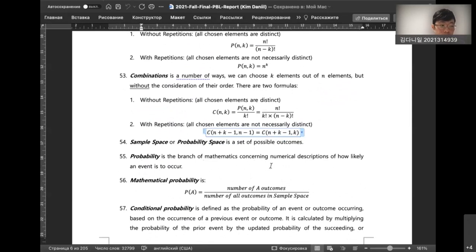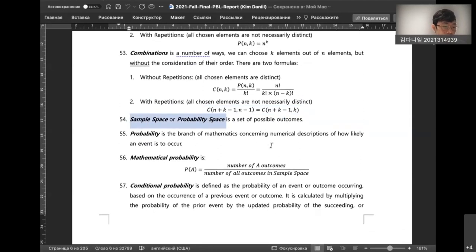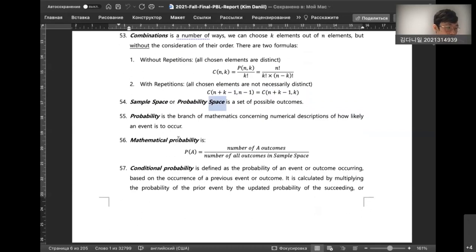Then we started learning probability theory, which is just a huge branch of mathematics that basically concerns probabilities. First things first, we need to know the sample space and probability space, which is just a set of possible outcomes. This is basically the same as the range of the function. And what we need to know is the formula of probability, which we usually call mathematical probability. What we do is divide the number of outcomes of something by the total number of outcomes.